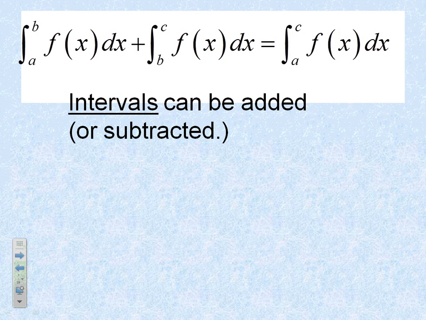Intervals can be added or subtracted. If you find the area from A to B under F, and then find the area from B to C under F, add those together, you will get the area from A to C. Is that vaguely familiar? What does it look like?